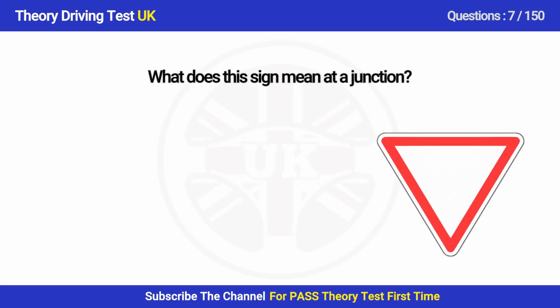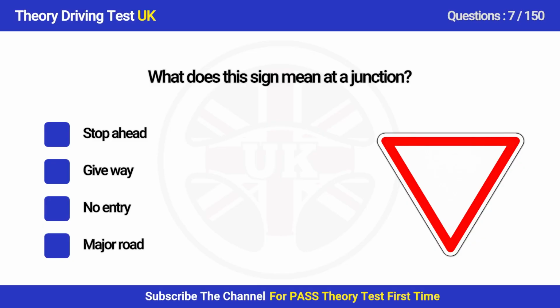Question 7. What does this sign mean at a junction? A. Stop ahead. B. Give way. C. No entry. D. Major road.